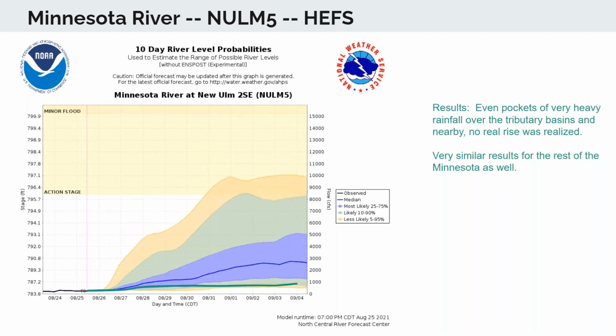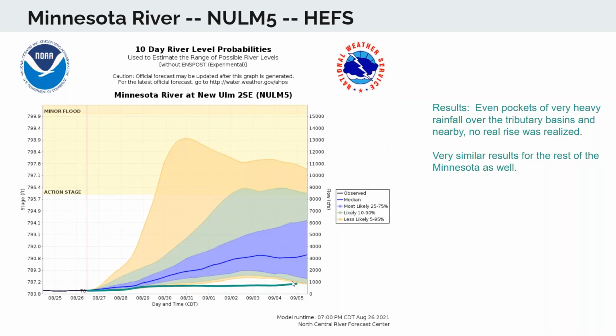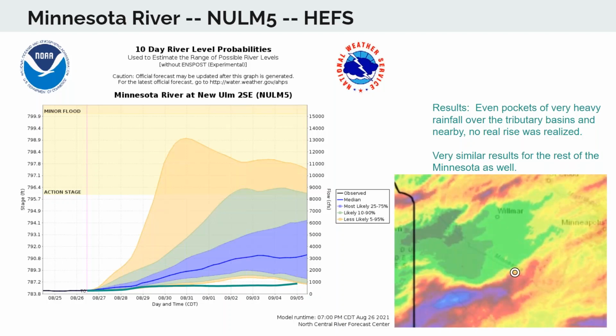Look at the progression as we move forward here, and the result of that ended up staying even below the most likely category for this event, and in fact quite a bit below by the time we got down to the end of it. But again, I think a lot of that had to do with how dry we were coming into this event. So here, by the way, this is where the river gauge is, and if you look, most of the upper Minnesota only got in about the 1 inch category. So all of this was funneling down to our gauge location in this case.